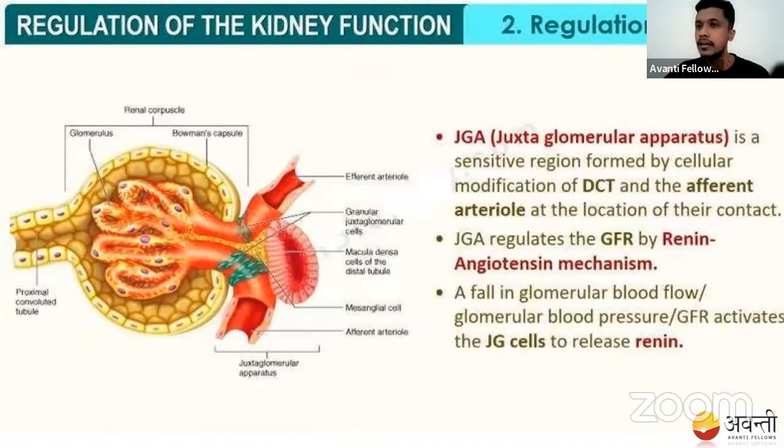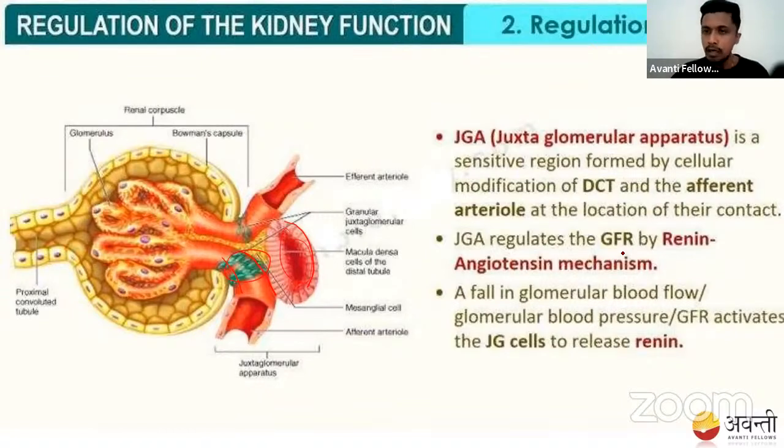The second one is regulation of urine formation through JGA, that is the juxtaglomerular apparatus. The juxtaglomerular apparatus is a special body formed by the modification of cells of the distal convoluted tubule. You can see here the distal convoluted tubule, and this is the afferent arteriole. The cells of the afferent arteriole and the distal convoluted tubule are modified to form this specialized body called the juxtaglomerular apparatus. It is in contact with the afferent arteriole as well as the distal convoluted tubule. That means the beginning portions of your nephron as well as the end portions of your nephron.